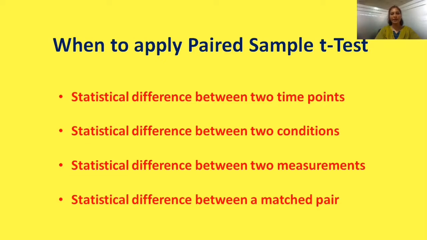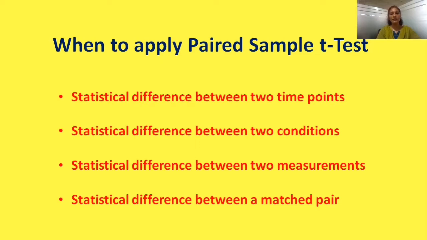Lastly, we can apply paired sample t-test when we are interested to measure statistical difference between matched pairs. That means we should have one sample, and for that sample I need to collect responses two times, and there should be an equal number of responses both times. Secondly, the variable for which we are collecting the data should be measured on a continuous scale, or on an interval or ratio scale. In that case we can apply paired sample t-test.